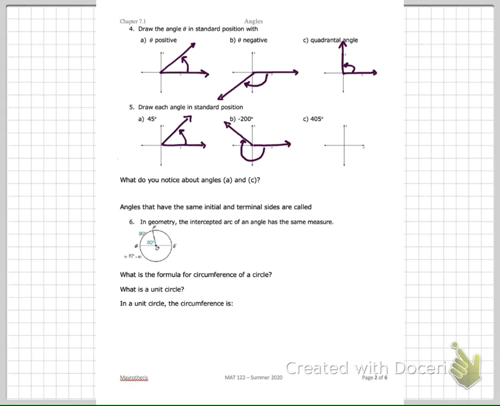So C, a 405-degree angle. So here's the weird thing. This is more than 360, so we know that we've got to go all the way around once. There's 360 plus another 45-degree angle. That gives us our 405. I guess I should have started with the initial side. So here we've got 360 plus the additional 45 to give us a 405-degree angle.